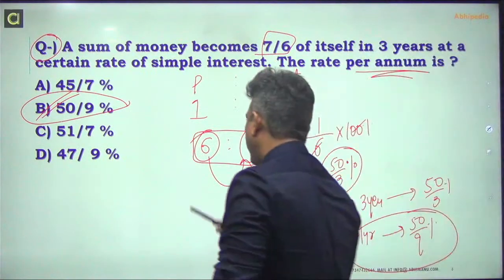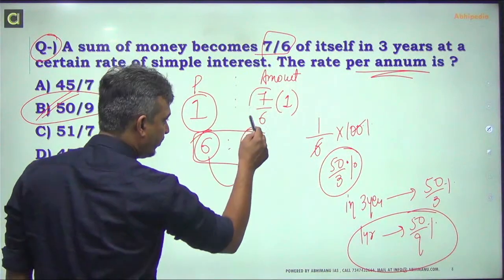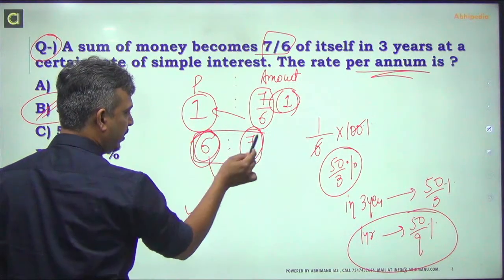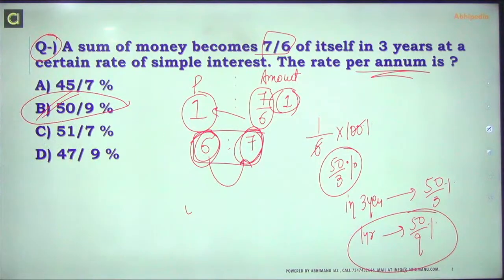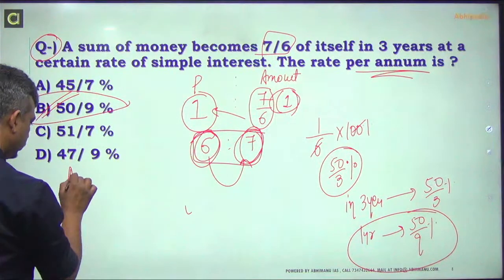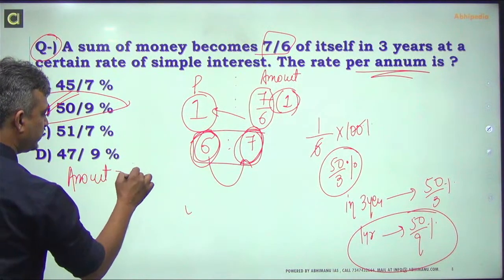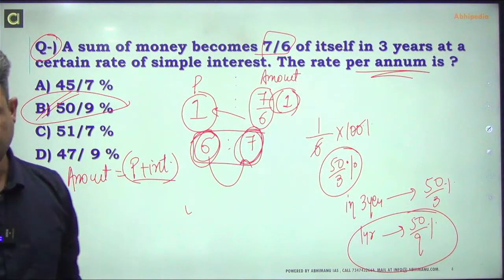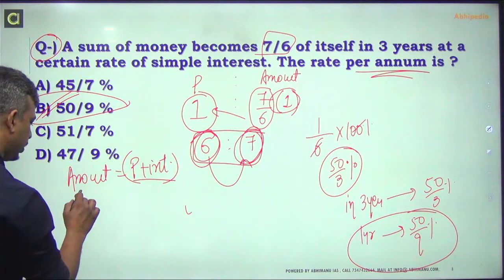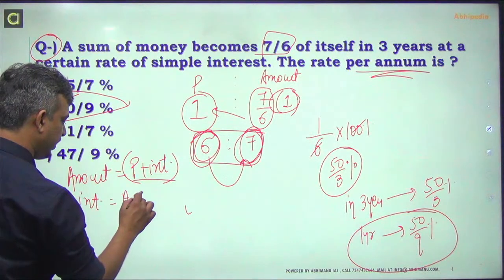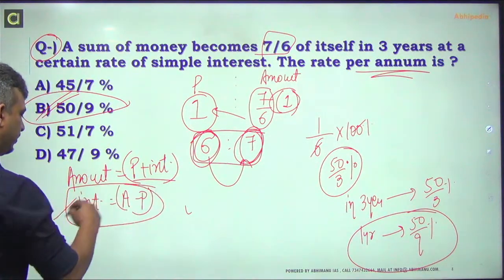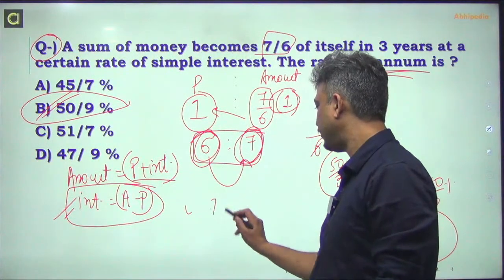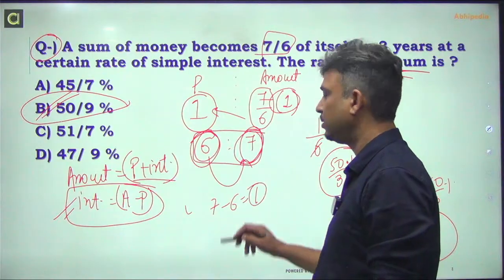If principal is 1 rupee, amount is how much? 7 by 6 times of 1. You can say that by cross multiplying, if principal is 6, then amount is 7. So always, what is amount? Amount is principal plus its interest. If we have to find the value of interest, interest is amount minus principal. What is amount? Amount is 7. Principal is 6. So 1 is my interest.